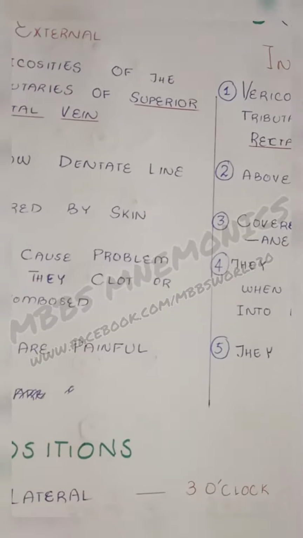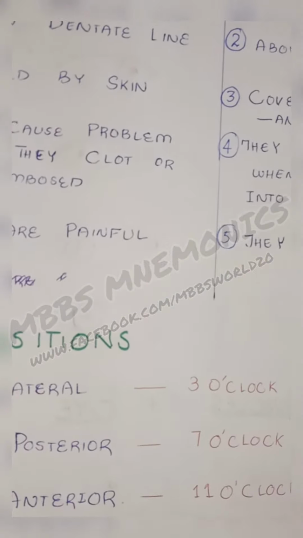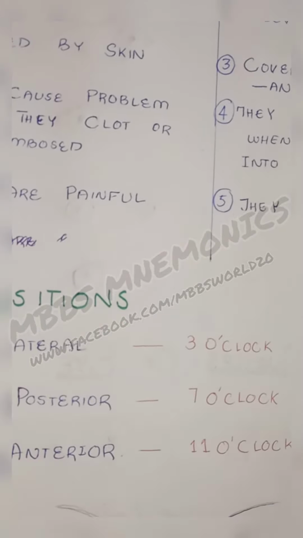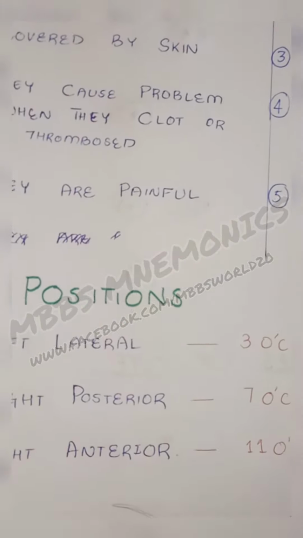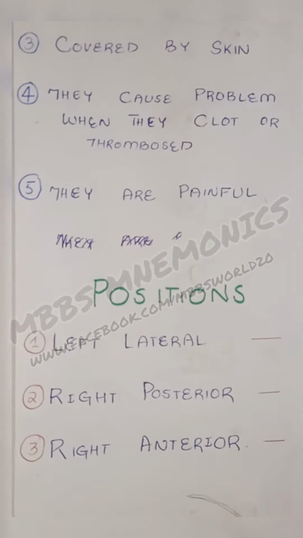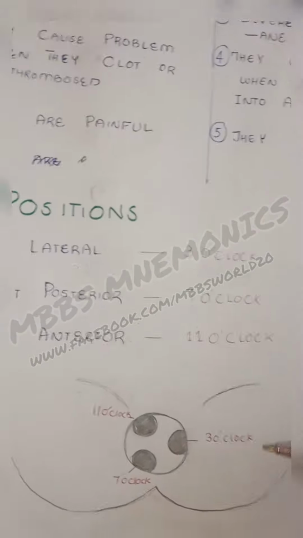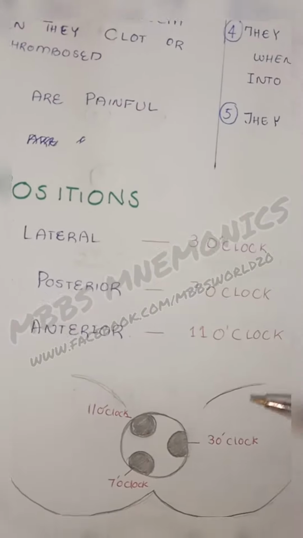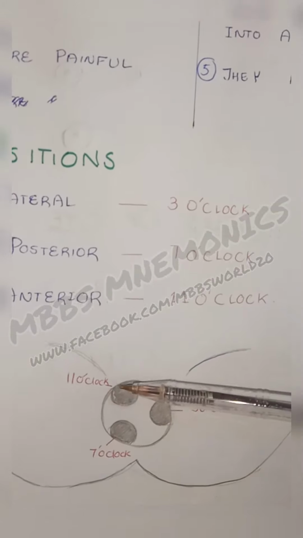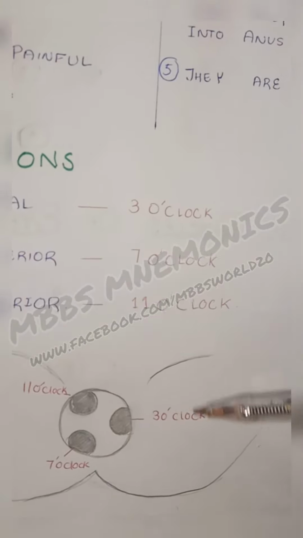Now let us see the positions of these hemorrhoids where they occur. There are three main positions: 3, 7 and 11 o'clock. As I've already drawn the diagram to make it easy for you to understand, please focus on it. At 3 o'clock position, at 7 o'clock position, at 11 o'clock position. So these are the three main positions where they occur.